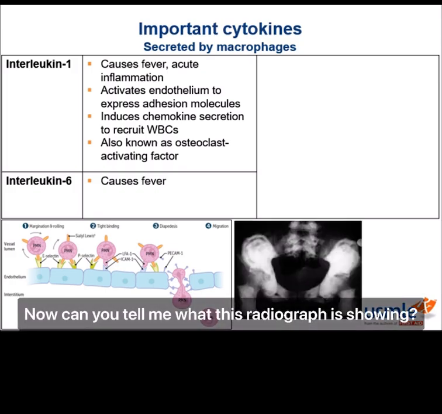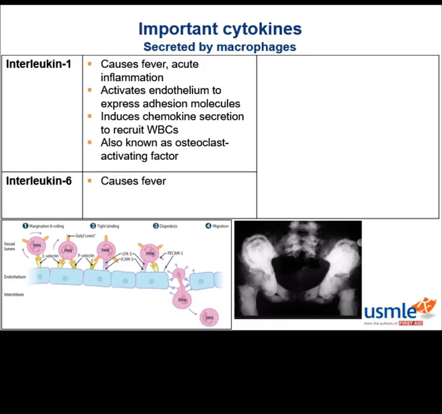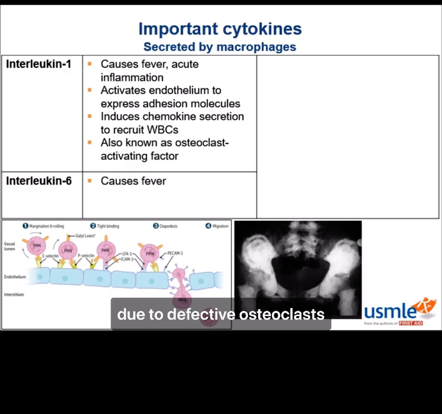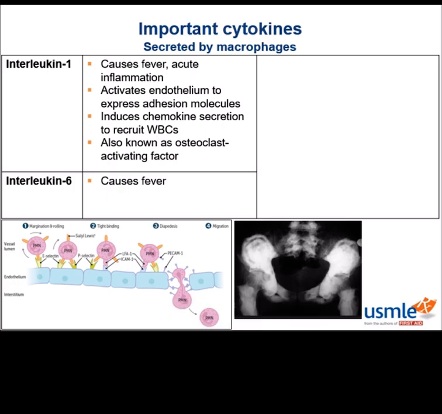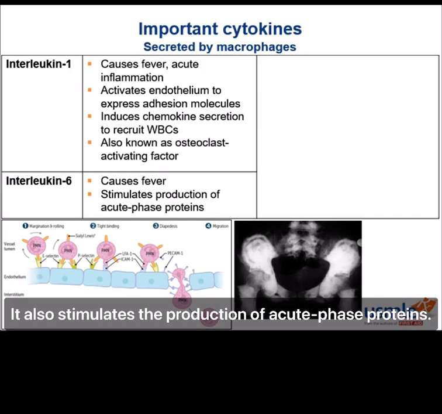Now, can you tell me what this radiograph is showing? You're right if you said it's osteopetrosis. This is when there's a failure of normal bone resorption due to defective osteoclasts, leading to thickened, dense bones that are prone to fracture. Now, one more thing about IL-6. It also stimulates the production of acute phase proteins.